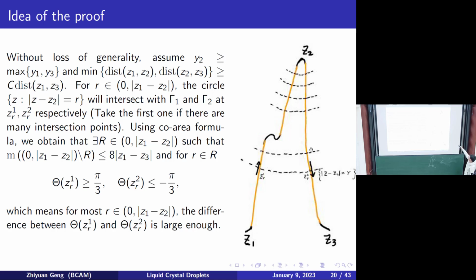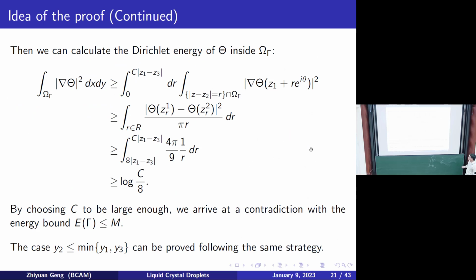Then you calculate the energy in polar coordinates with center J2. If you have a circle with radius r, it will intersect this curve at 2 intersections, one with the angle close to half of pi and one with the angle close to minus half of pi, so you have a large Dirichlet energy on this circle, and then you integrate with respect to r. In this way, you will find the Dirichlet energy is bounded below by some log of c. Here c is just the ratio of the distance of these 2 points and these 2 points. So if this c is large enough, we will contradict with finite energy.